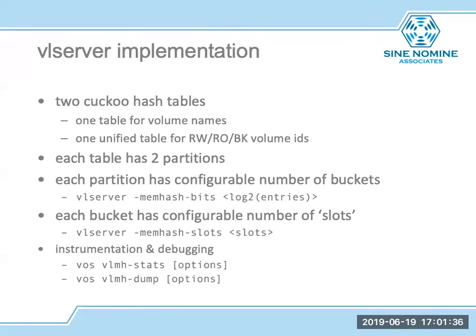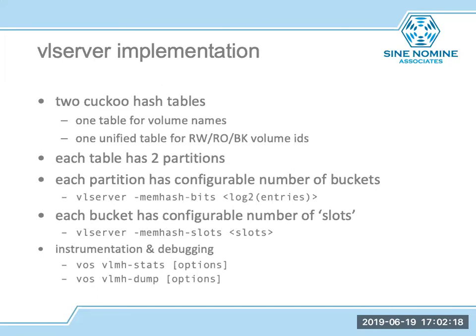However, we weren't under any such restriction when we did it in memory, and so we chose to combine all 3 of these into one, and that made implementation of the memory hash a little bit more simple, easier to understand, I think. So in memory, we ended up with 2 hash tables instead of 4: 1 for the vol names and 1 unified for all of the volume IDs. Each table has 2 partitions. Each partition has a configurable number of buckets, and, as we've been joking all along, you're allowed to make it more than 8,191. It has a geeky interface on it, unfortunately.